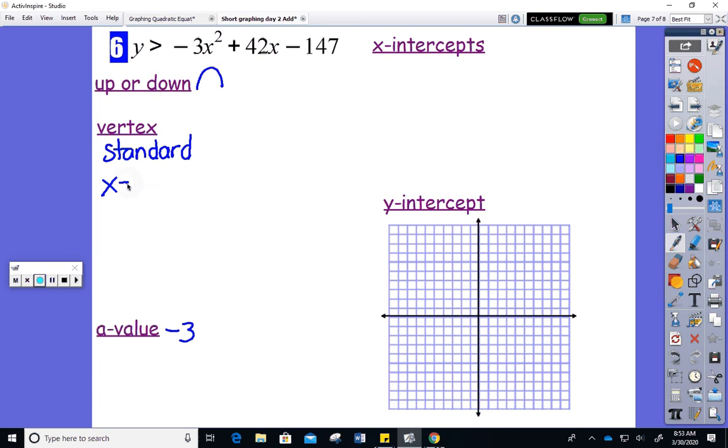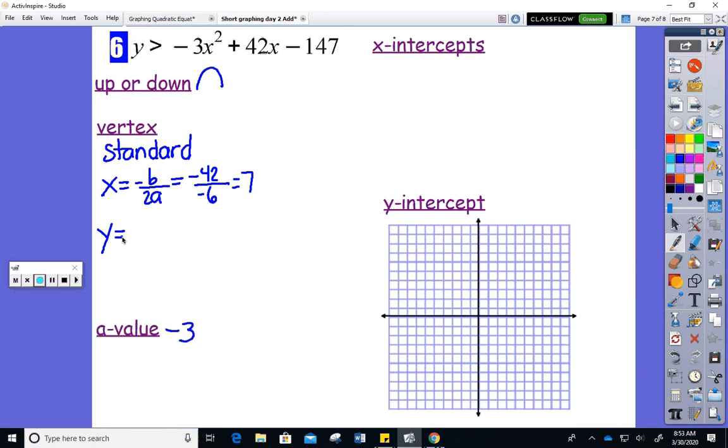x equals negative b all over 2a. So your negative b is negative 42. Holy moly, these are big values. 2a is negative 6, and that gives you positive 7. Okay, that's maybe not so bad.